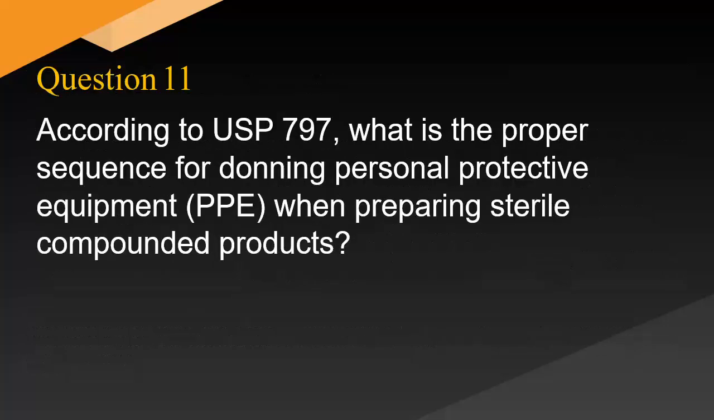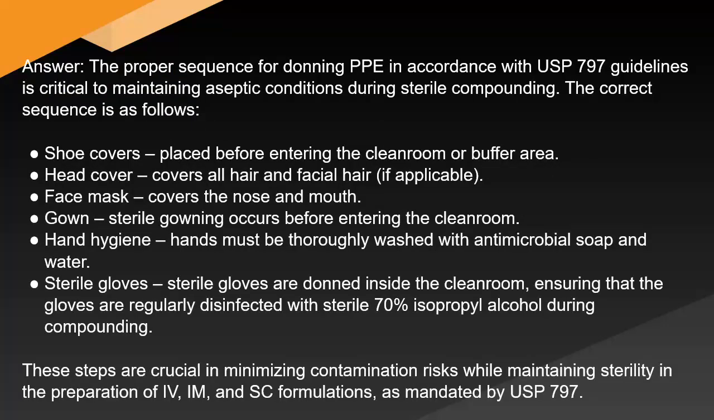According to USP 797, what is the proper sequence for donning personal protective equipment (PPE) when preparing sterile compounded products? Answer: The proper sequence for donning PPE in accordance with USP 797 guidelines is critical to maintaining aseptic conditions during sterile compounding. The correct sequence is as follows: shoe covers, placed before entering the cleanroom or buffer area.